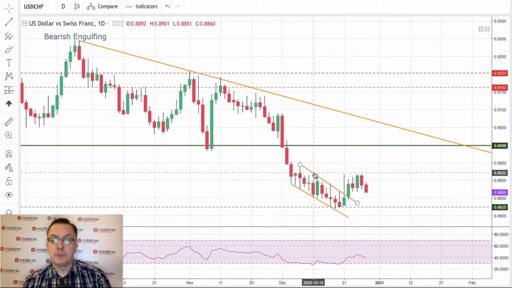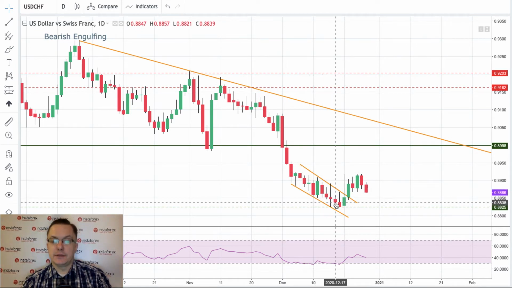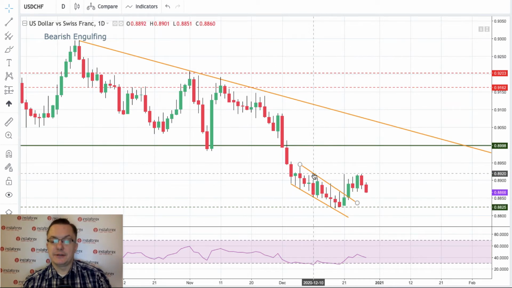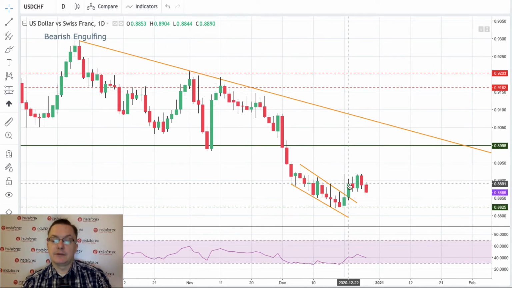We recently broke out of this very nice kind of wedge, but it looks more like a rectangular pattern here. If you connect these two lines together, they are almost the same. Anyway, the low was made at 8,825 pips. Then we got a breakout. The first one failed. The other one was, of course, better.